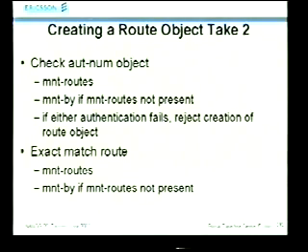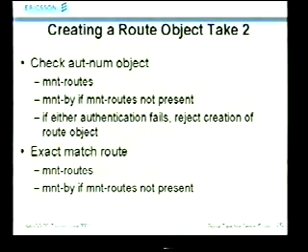Now, I have take 2. I've done this a second time, and then I have some examples. Creating a route object. A route object has attribute route followed by an address prefix range. It has then attribute origin followed by an AS number.